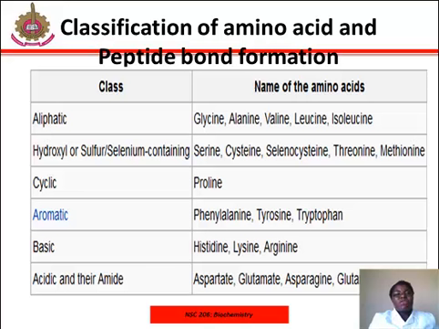Looking into the classification of amino acids and the peptide bond formation. Although there are many ways to classify amino acids, these molecules can be sorted into 6 main groups on the basis of their structure and the general chemical characteristics of their side groups. Like you can see, we have different classes. We have the aliphatic class, the hydroxyl or sulfur containing, the cyclic, the aromatic, the basic, the acidic, and the amide.